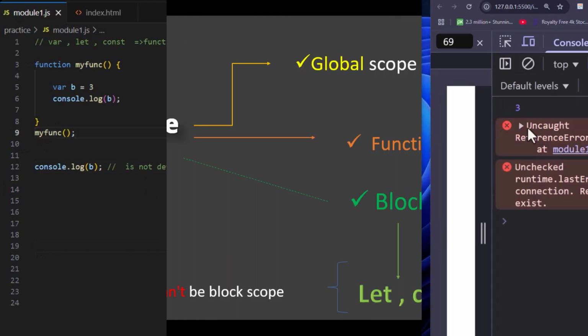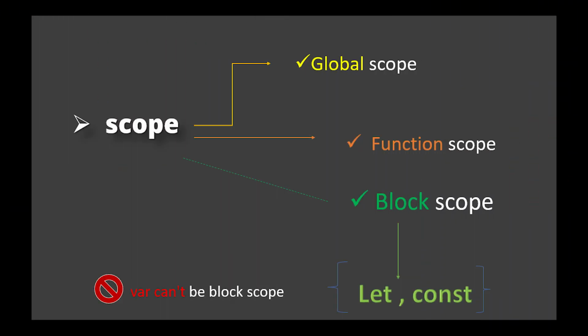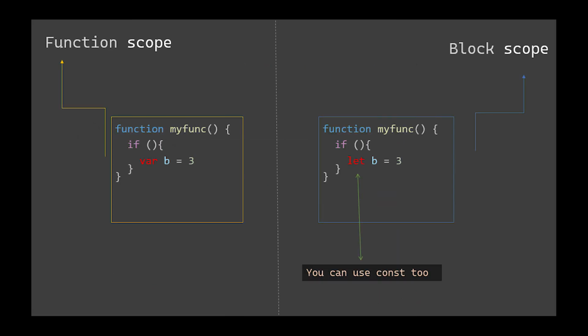And now block scope. It's quite similar to function scope, but there are some differences. In block scope, we can't use var. Var can't pick block scope. Otherwise, it is not considered block scope. This feature was added to JavaScript after 2015. We can only use let and const in block scope.